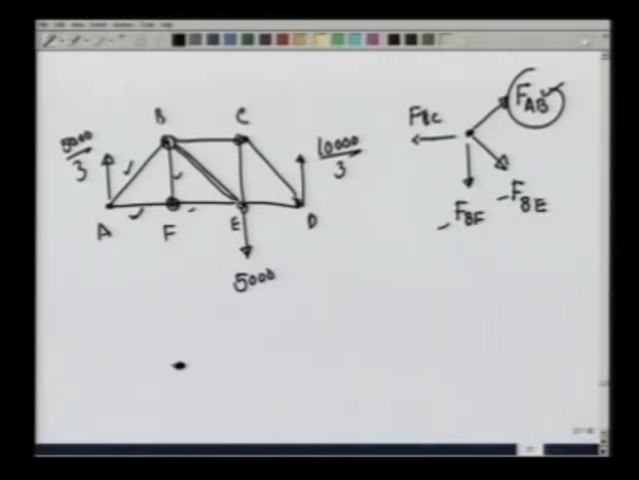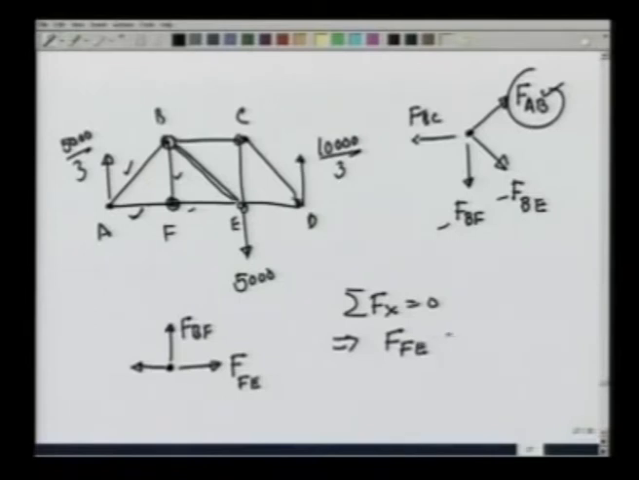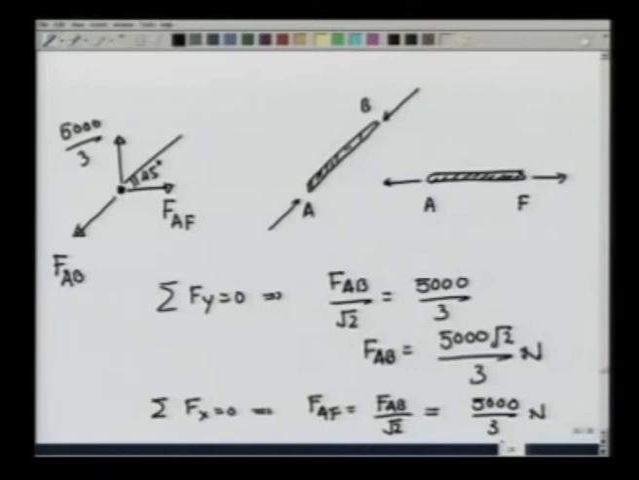F there is one known force FAF, and FAF we had determined it to be a force which is tensile, and therefore it pulls the pin at F in this direction. There is a force FE and there is a force FBF. From summation Fx equal to 0, we get that FE is equal to FAF, which is equal to 5000 over 3 newtons. Let me just check whether this force was really tensile or not. This was tensile, so it pulls the pin in.